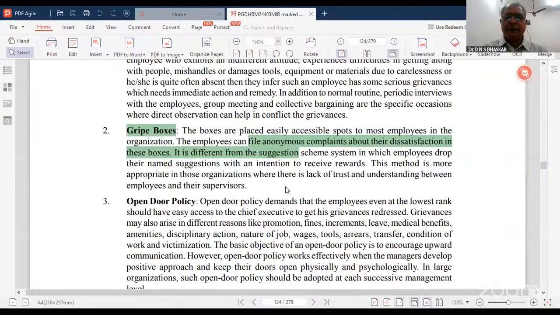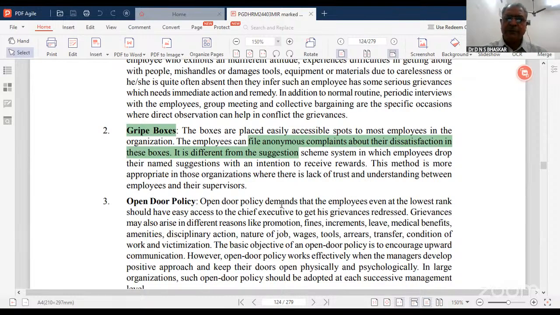The grip boxes are placed on various accessible spots, and any employee who is facing problems may file a complaint, expressing dissatisfaction through this particular box. It is very easy for the employee also, because his name and other details need not be mentioned, or otherwise he can also do that.